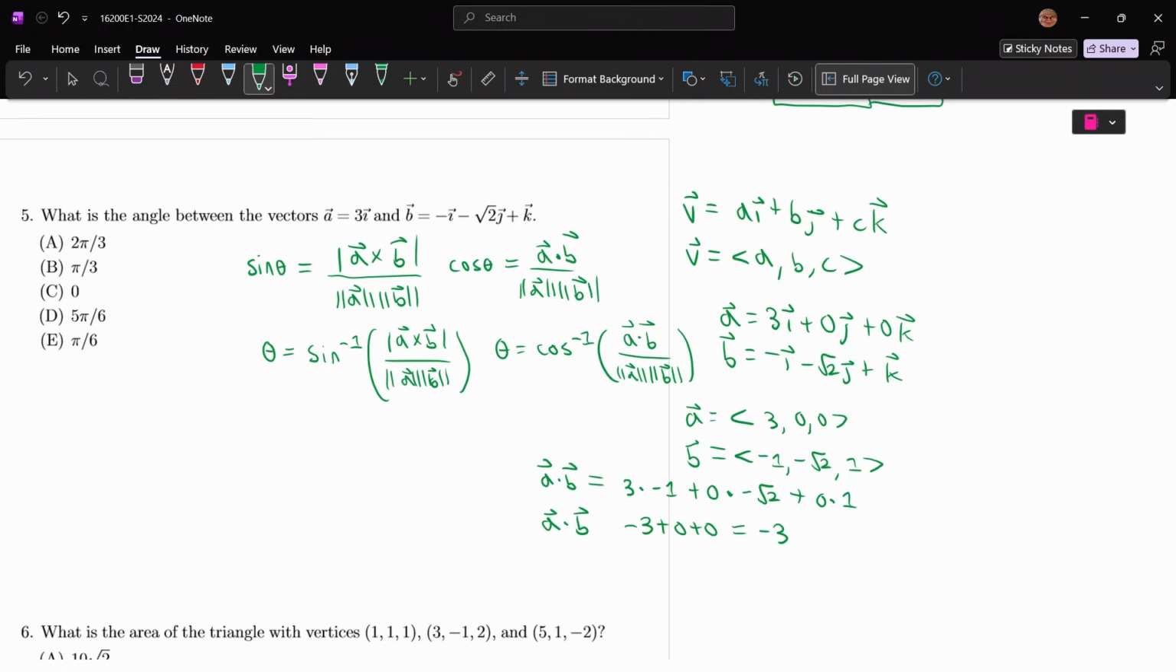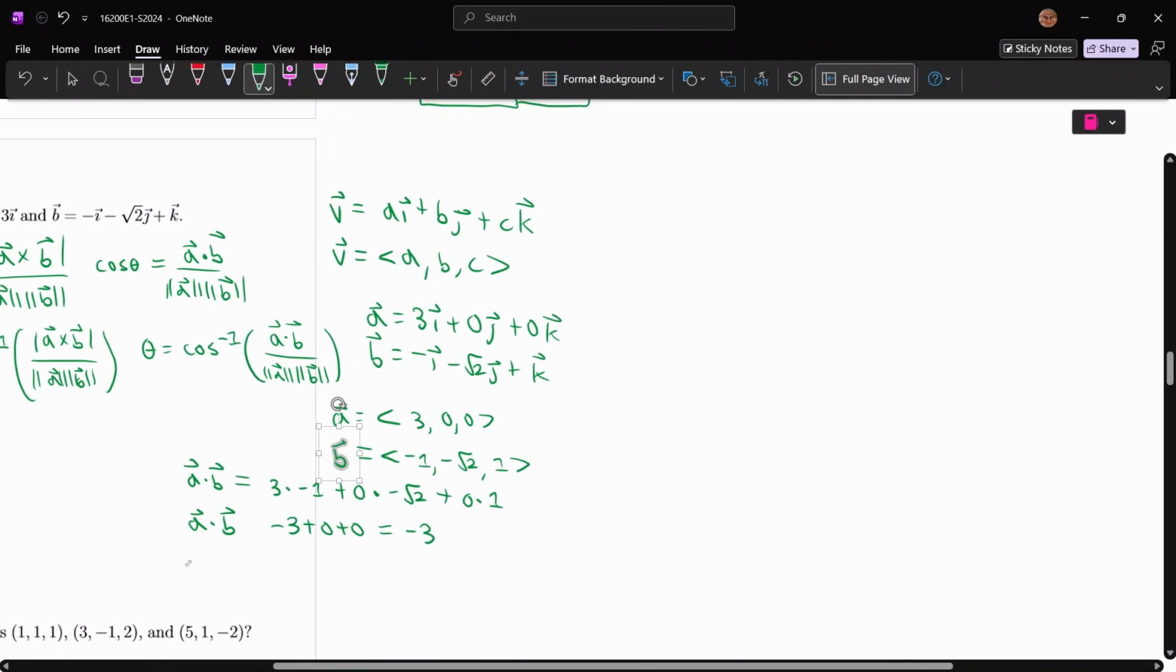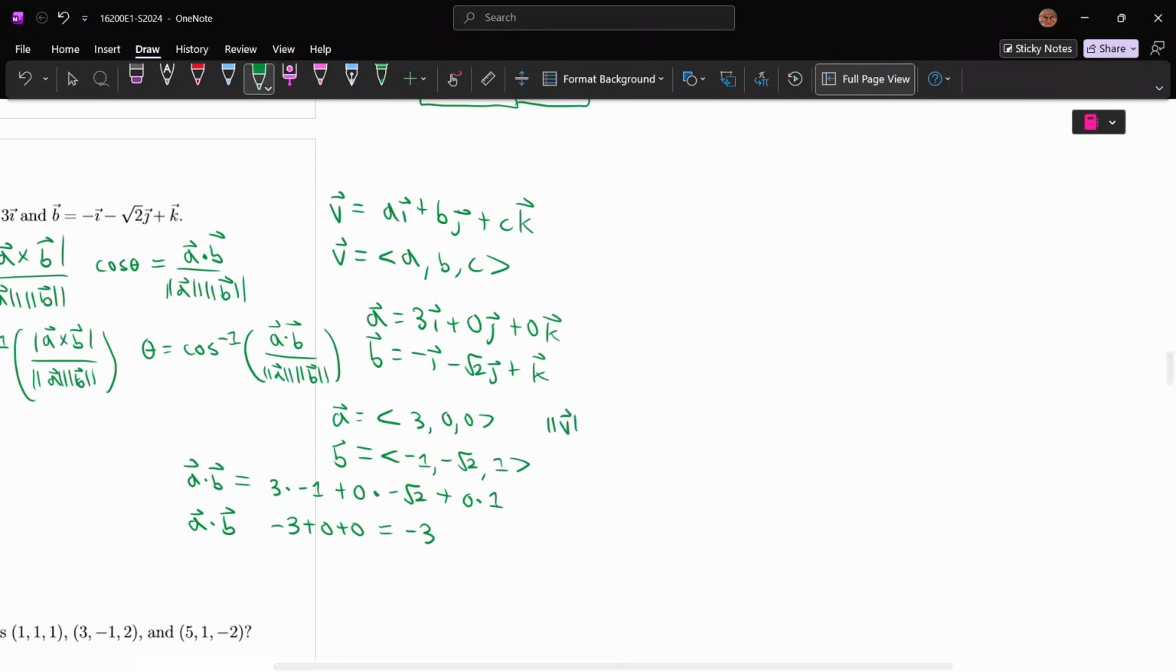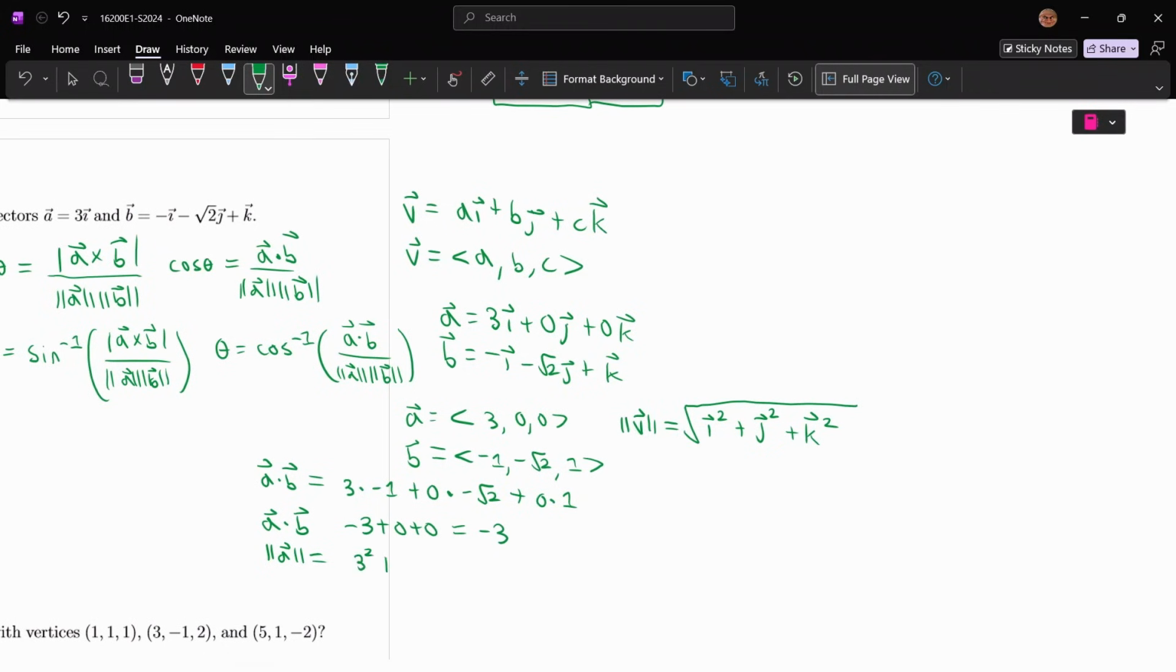Now we also need to find the magnitudes of these respective vectors. We know that the magnitude of a vector v is equal to the square root of i squared plus j squared plus k squared. That allows us to convert a vector into a scalar. So the magnitude of a is equal to the square root of 3 squared plus 0 squared plus 0 squared, which gives us the square root of 9, which is 3. So the magnitude of a is 3.